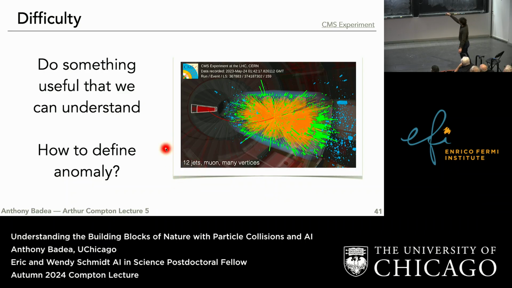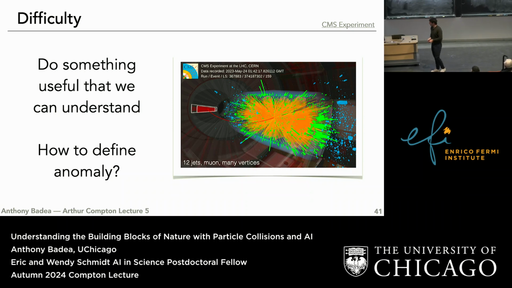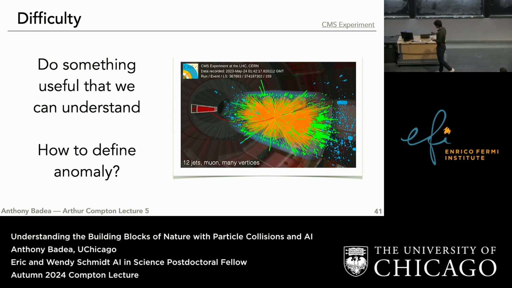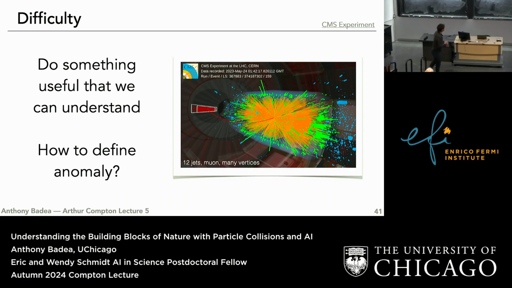You have 12 jets of particles. So each of these kind of orange sprays are jets of particles. You have a muon coming all the way out here. And if you look deep, deep inside, you would see many, many hits along the innermost tracking layers. So this was one of the events that has been saved by one of these new anomaly detection algorithms.